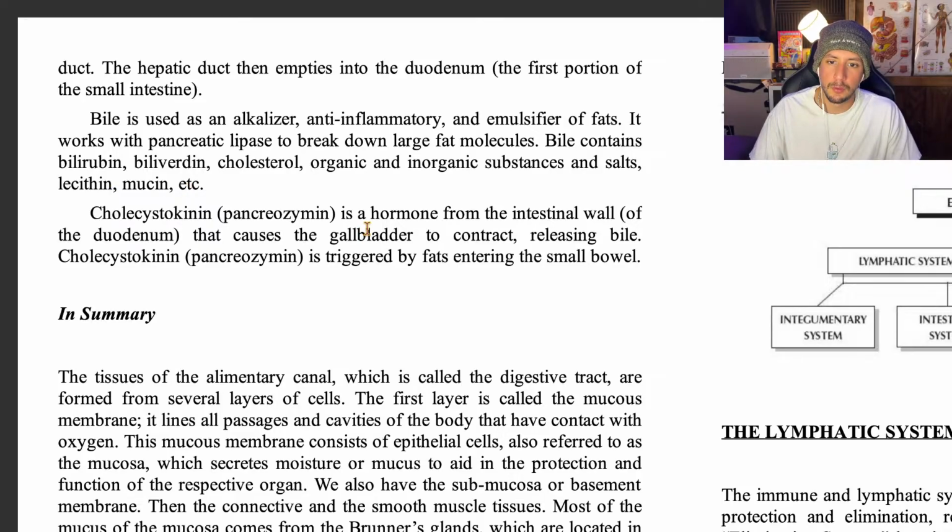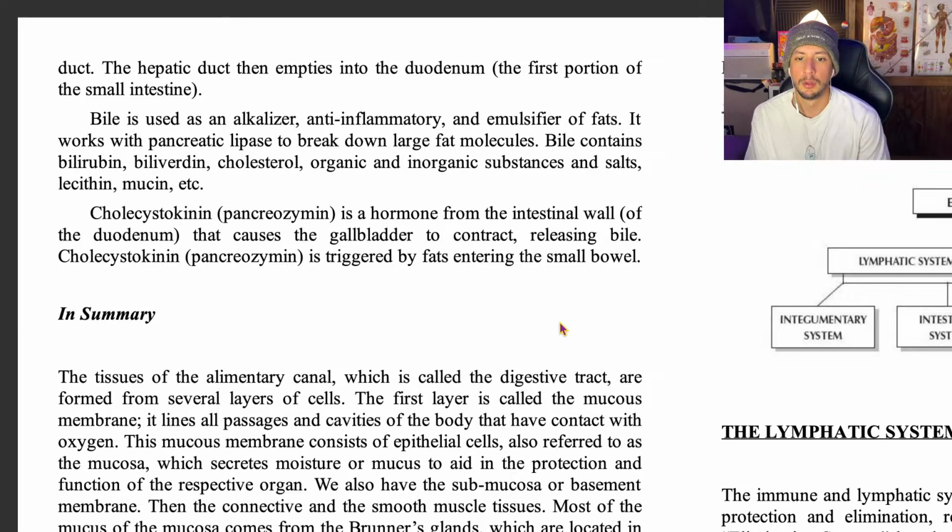Cholecystokinin is a hormone from the intestinal wall that causes the gallbladder to contract, releasing bile. Cholecystokinin is triggered by fats entering the small bowel. So, you need a lot of bile to break down large fat molecules. The gallbladder holds that. Your liver produces that bile, and your intestine asks for it whenever it gets something fatty enough where it needs it like that. So that's a good little breakdown for you.